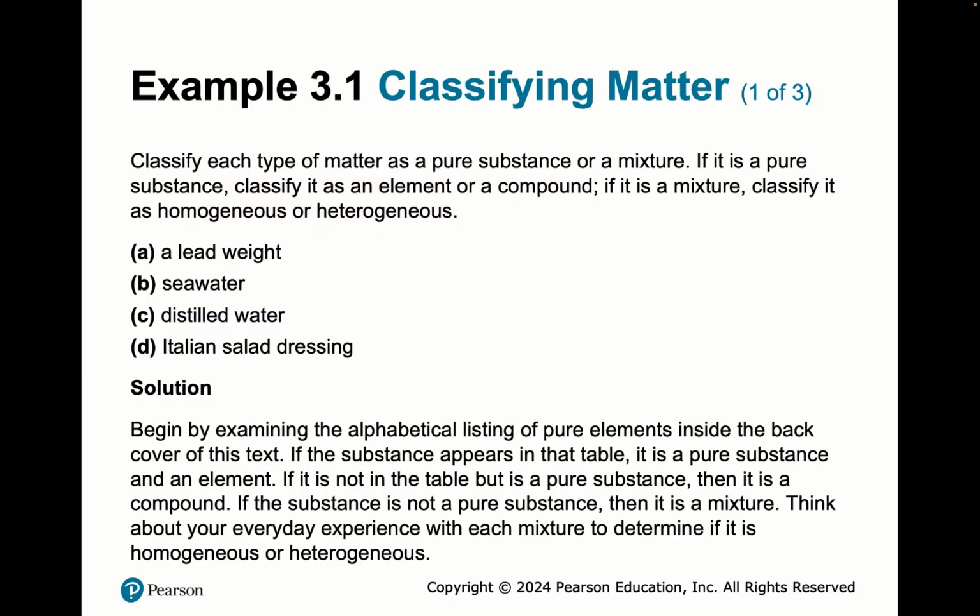So, some problems for chapter 3. Identify each as a pure substance or a mixture, and classify it. First one, A, a lead weight. This is a pure substance, and specifically it's an element. B, seawater. This is a mixture, a homogeneous mixture.